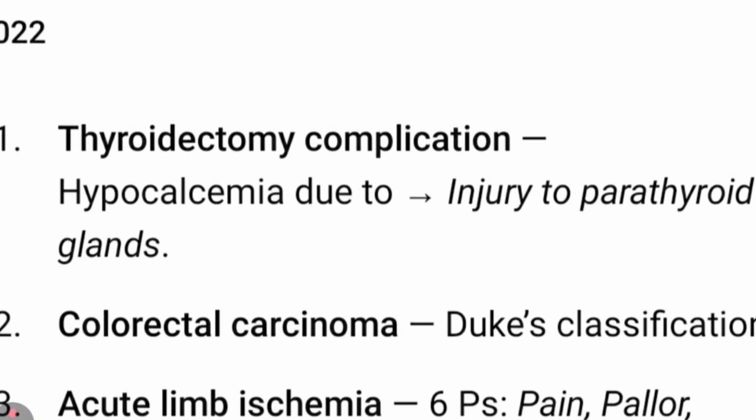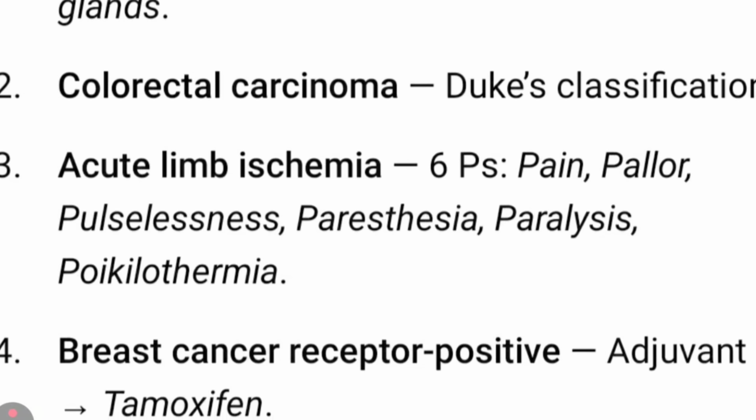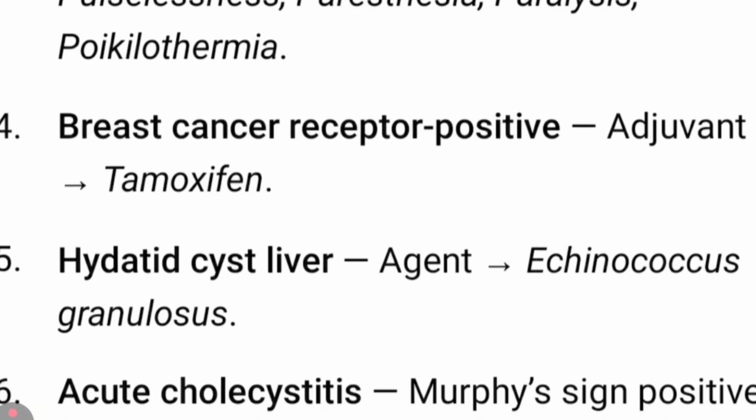Thyroidectomy complication: hypocalcemia due to injury to the parathyroid glands. If there is injury to the parathyroid glands, we find hypocalcemia, tetany, or Chvostek sign. Colorectal carcinoma: Dukes classification. Acute limb ischemia: there are 6 P's. Pain, pallor, pulselessness, paresthesia, paralysis, poikilothermia.